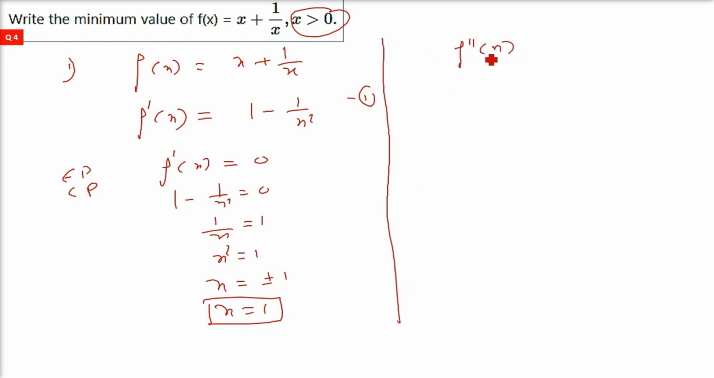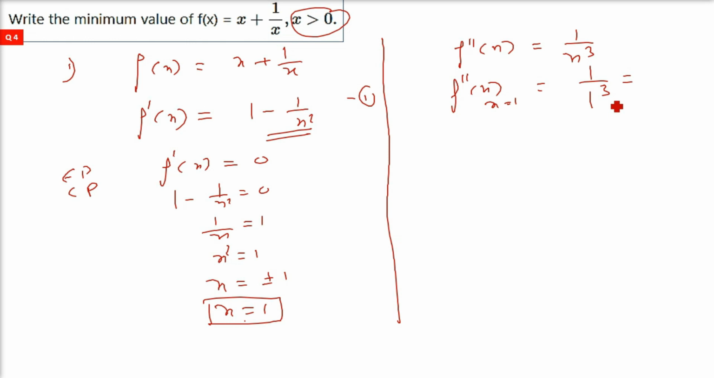Next, for the minimum, we have to find the double differentiation. So the single derivative has to be converted into double differentiation. 1 minus 1 by x square, the differentiation is 2 by x cube. I'll just change it. There is a slight change here. It's not 1 by x cube, because the differentiation of 1 minus 1 by x square is not going to be 1 by x cube.